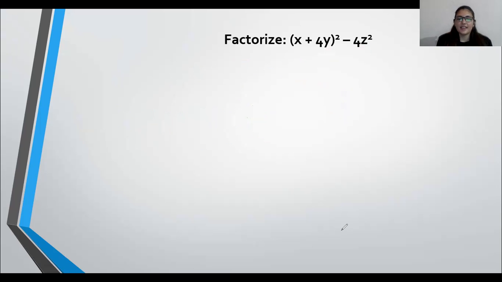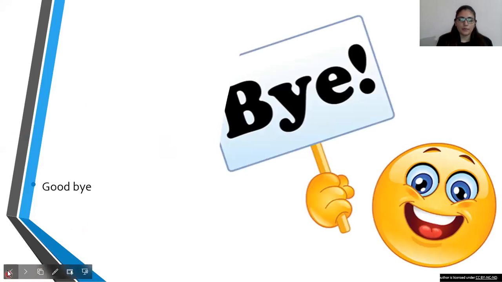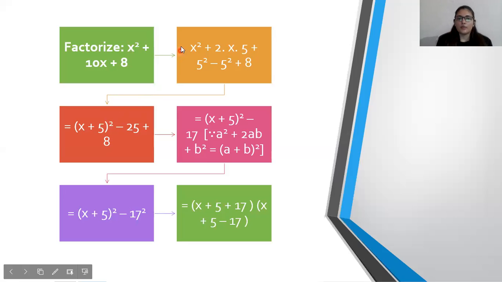Great. Now let's move ahead to the next question. Now how can we factorize this, which is x squared plus 10x plus 8? So what are we going to do? This method is known as completing the square. Here we can write 10x as 2 times x times 5.